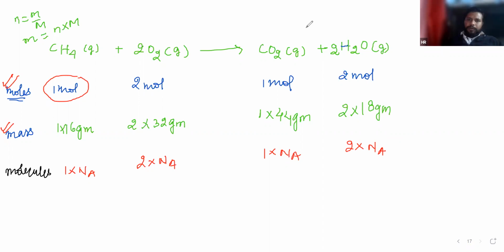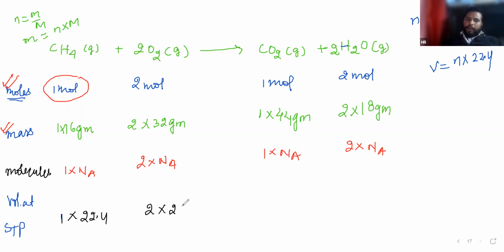Now see, come to the volume at STP. You already know that you can also relate it. Number of moles is equal to given volume upon 22.4 liter. So volume will be number of moles into 22.4 liter. For 1 mole, 1 into 22.4 liter; for 2 mole, 2 into 22.4 liter.